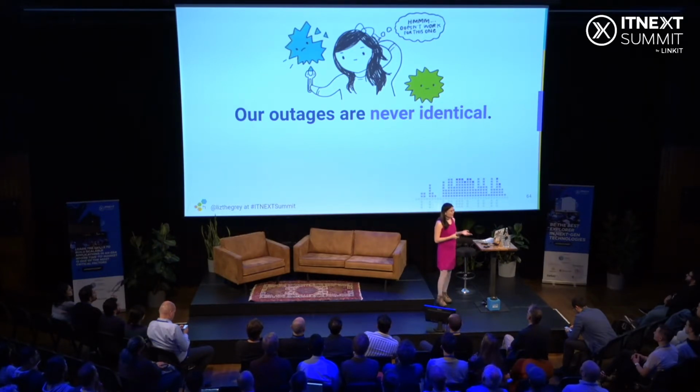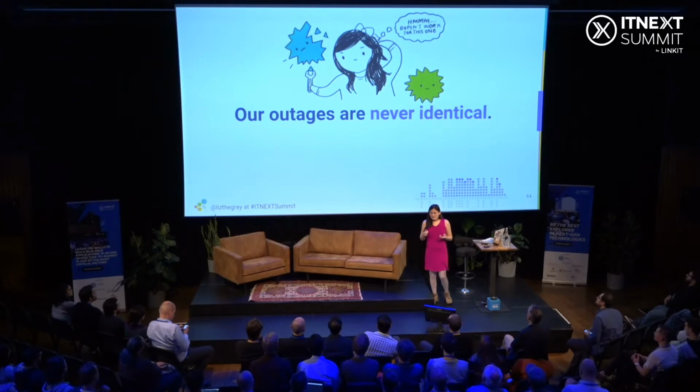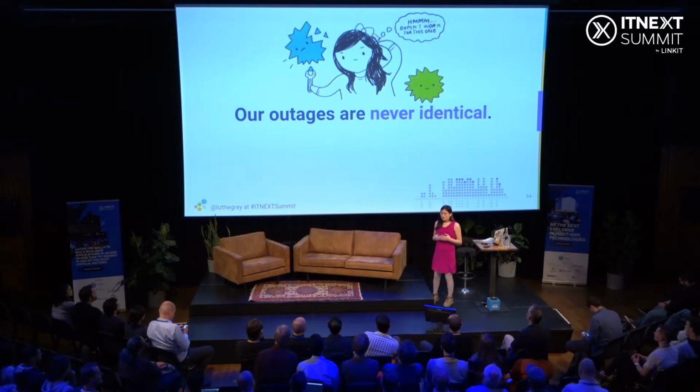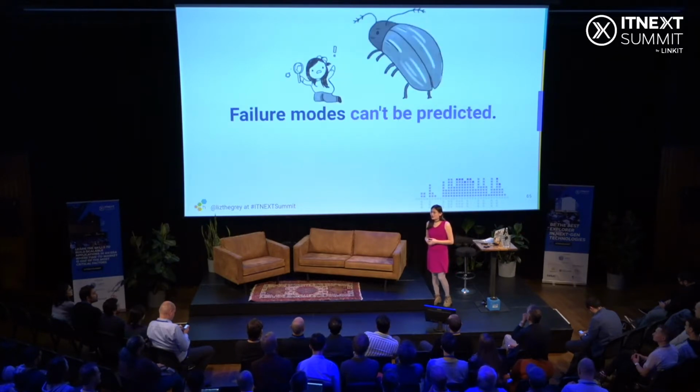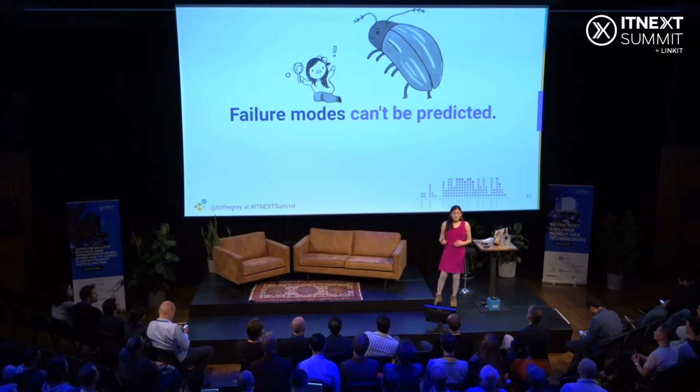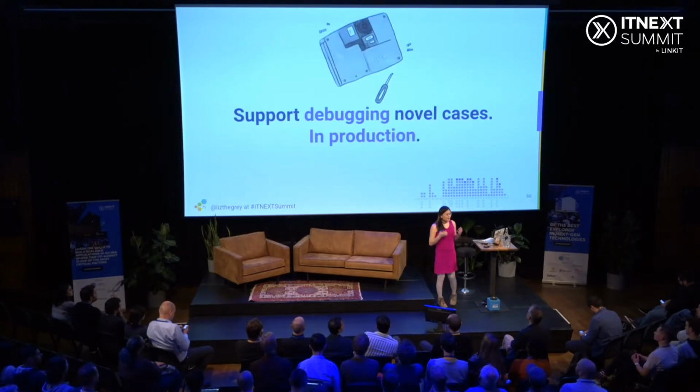Our outages are never identical, and that means that we need to have tools that work to debug outages that we've never seen before. You cannot predict every failure mode that would happen inside of your system. Or if you could, you'd probably be a lot richer if you bought lottery tickets instead. So we have to be able to debug novel cases of production failures in production.